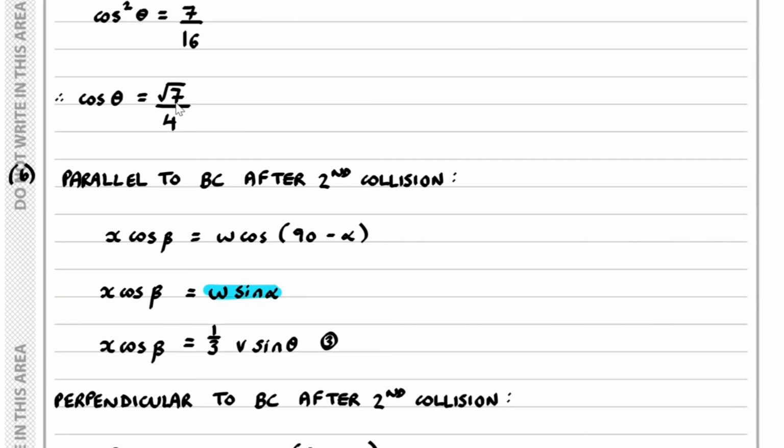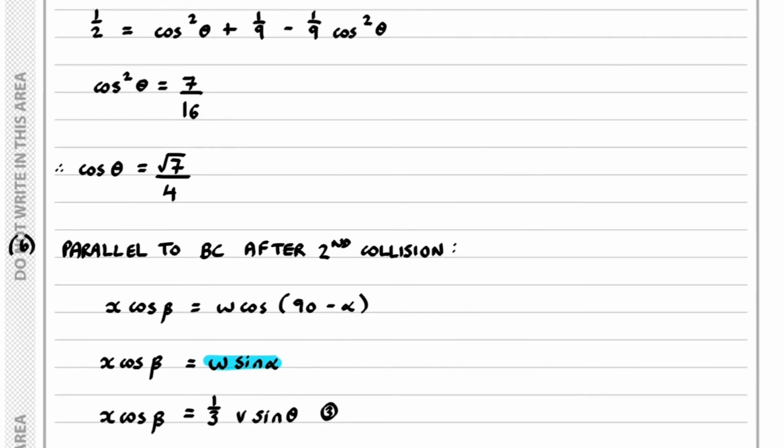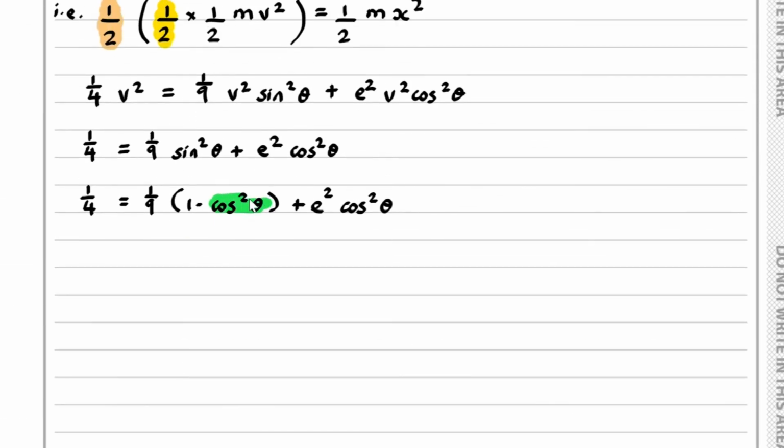Now, I know what cos squared is. Cos, I found that to be root 7 over 4, so cos squared is 7 over 16. So we're going to be using cos squared equals 7 over 16 in this question. So if we replace as necessary, we have 1/4 equals 1/9, lots of 1 minus 7 over 16 plus e squared, lots of 7 over 16, where cos squared is 7 over 16.